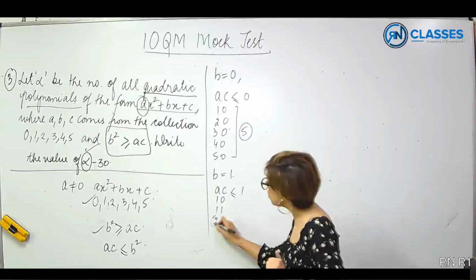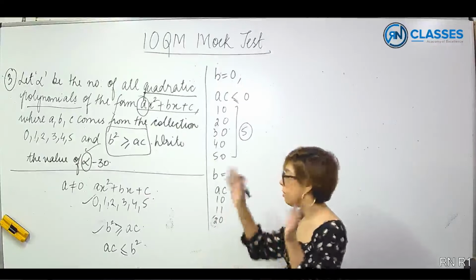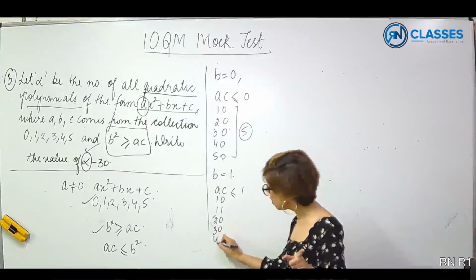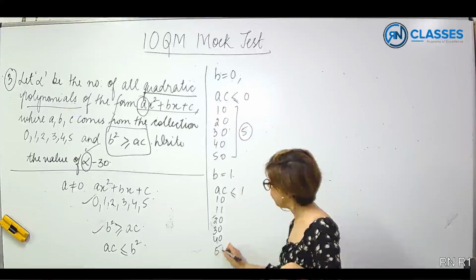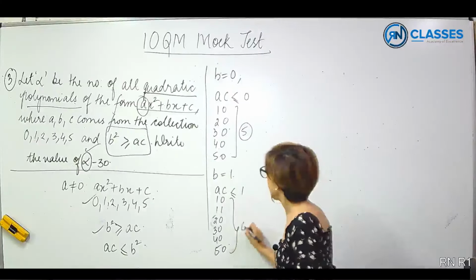A is equal to 1 exhausted. Now, 2 0 satisfied. 2 1 absolutely not. Right? 2 2 obviously not, and so on. Then 3 0 yes. 3 1 no. 4 0 yes. 5 0 yes. Done. So from here, obviously, I'm getting 6.